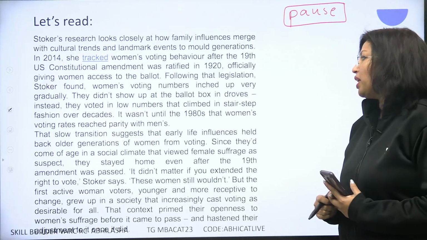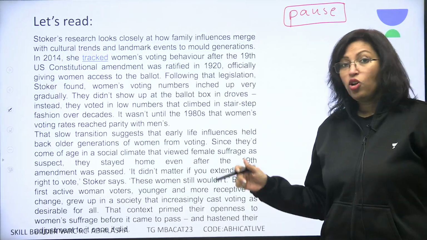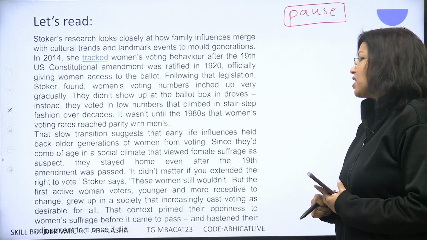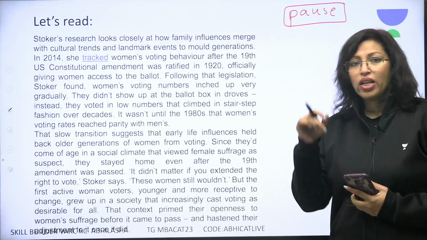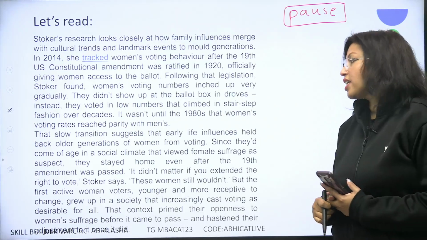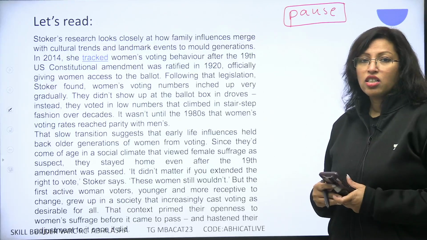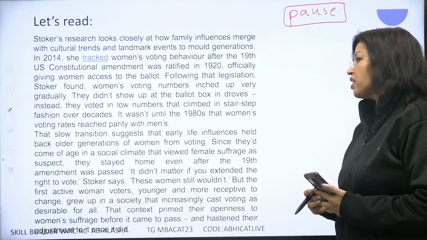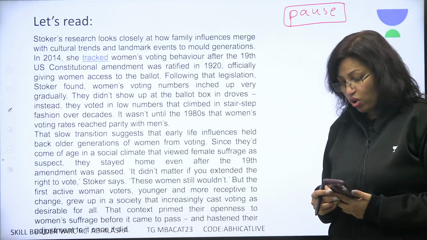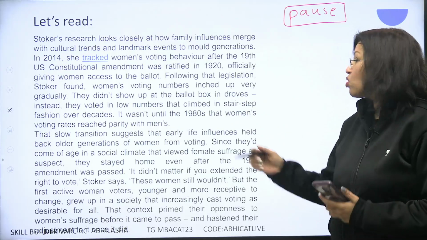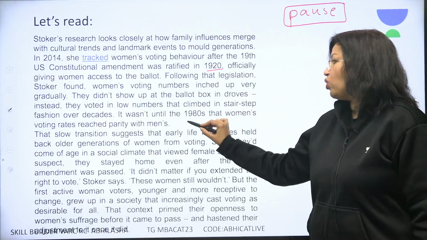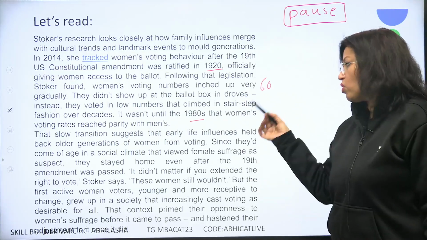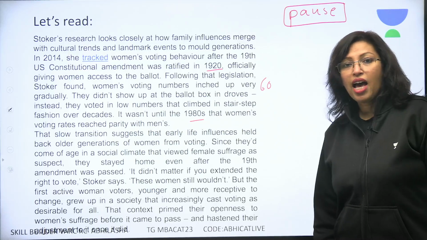They didn't show up at the ballot box in droves. So they did not come in large numbers. Instead, they voted in low numbers that climbed in stair-step fashion over decades. So slowly, slowly, their numbers increased. It did not increase like a surge. It wasn't until the 1980s that women's voting rates reached parity with the men's. So till the 1980s this did not happen. From 1920 when it was allowed to the 1980s, that is 60 years, the women did not come up in big numbers and vote. It was only around the 80s that they started voting in big numbers.